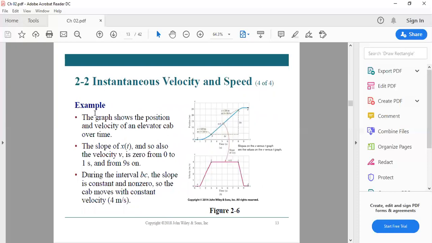So, for example, you have a graph which shows the position and the velocity of an elevator cab over time. The slope of x of t, and also the velocity v of t, is 0 from 0 to 1 seconds and from 9 seconds on. That's going to be a little hard to see here until I blow it up. During the interval from B to C, the slope is constant and non-zero, so the cab moves with constant velocity.